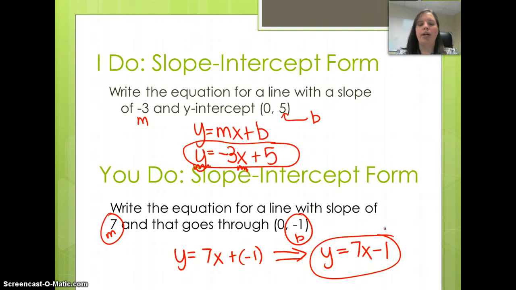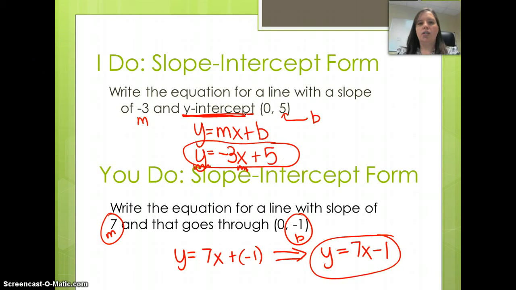So either one is correct, but generally speaking, we don't write plus negative very often. We would just write minus. So slope-intercept form in and of itself is pretty straightforward when you're given the slope and the y-intercept. Notice it's the y-intercept. This is not the same process if it was the x-intercept.